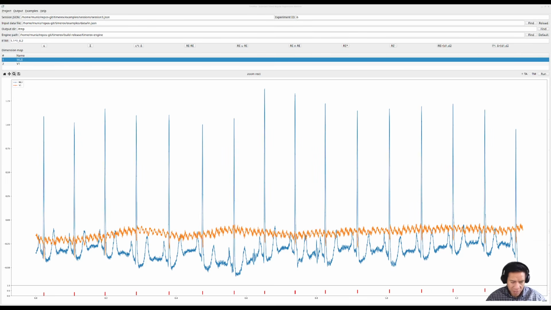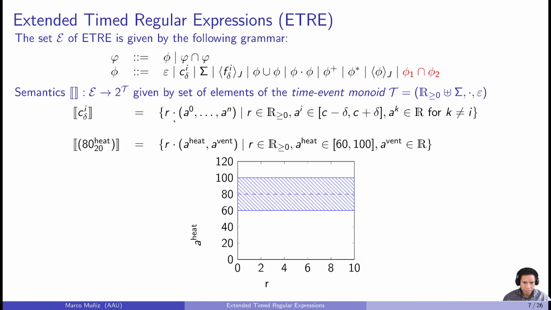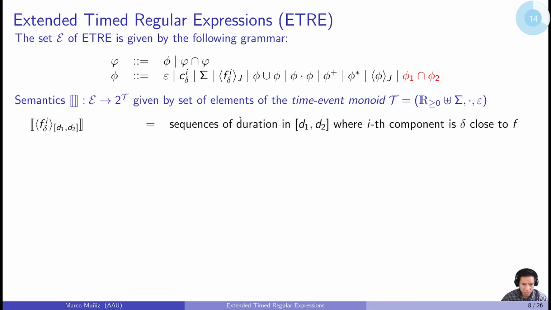Let's go back to the presentation. Now, another expression that we allow is the use of these functions. These are more complex. What a function does is it describes sequences of duration between D1 and D2, where the signal is delta close to F.